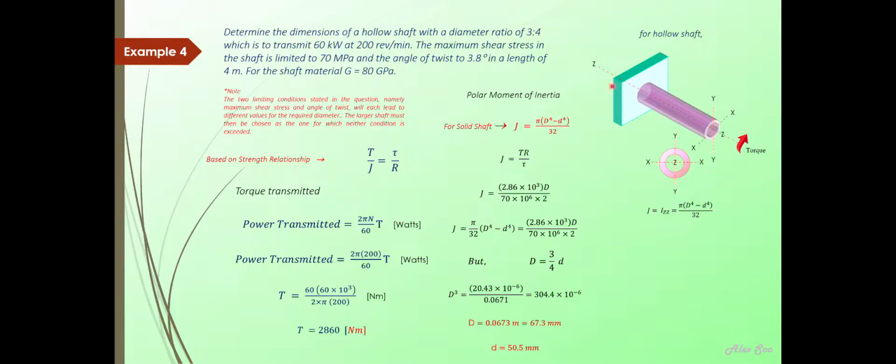So this is the diagram for the hollow shaft, and this is the polar moment of inertia for a hollow shaft.